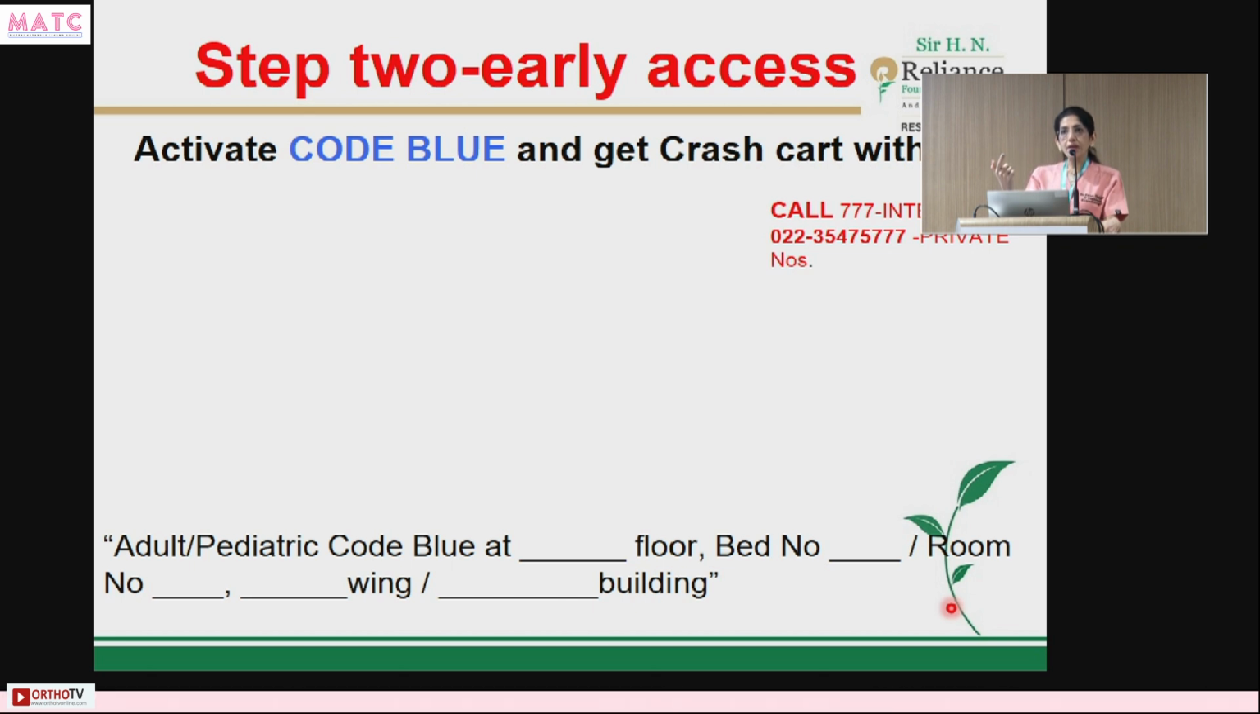Let the person who's talking to you on the phone respond and repeat the same thing before you hang up. So you inform them of your location and your bed number, identify yourself, let them respond, and then hang up the phone. Ask them to get the crash cart and the AED as soon as possible.